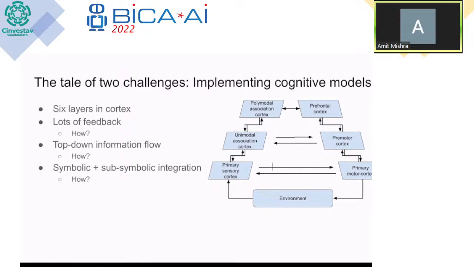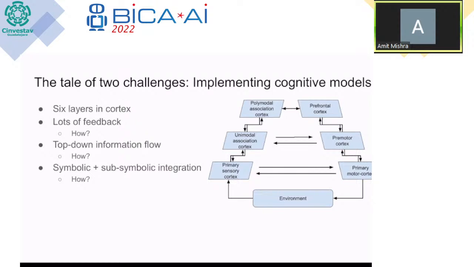Secondly, how do we implement the top-down information flow? As of now, let us say we are using a deep learning algorithm that takes data and creates information. But the question is, when we want to take a decision, can that change the way the deep learning algorithm is processing things? There are a few solutions around, but that's still quite a big challenge.